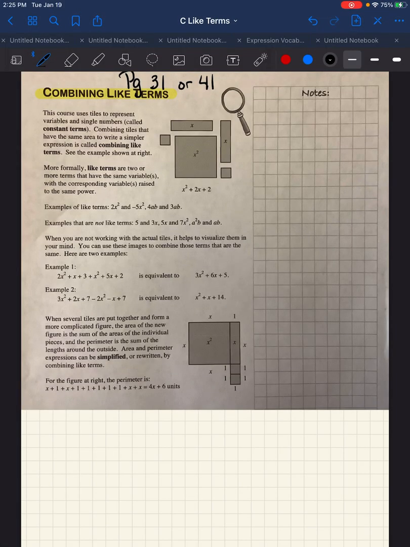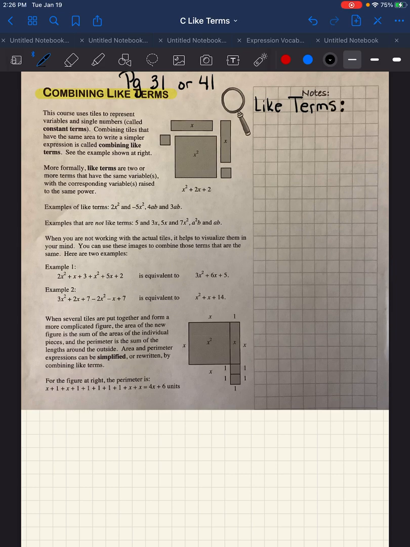Okay, these notes today are on something called combining like terms, page 31 or 41 from your toolkit. You should have that page open, and it is the section at the top. So combining like terms has to do with working with the algebra tiles like we have been. And it's just about matching up the things that are the same. So let's start right out and say, what are like terms?